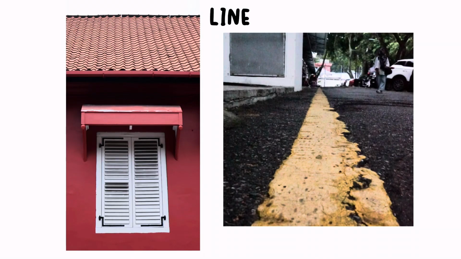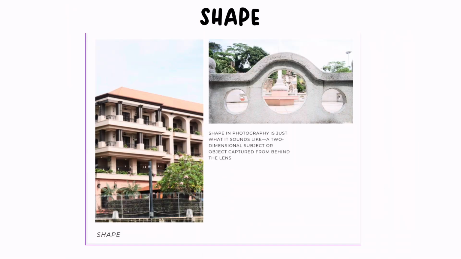Line in photography is the use of line to create visual interest and convey a message in an image. Line can be used to direct the viewer's attention, create a sense of depth, and can even be used to create a sense of movement. Shape in photography is just what it sounds like: a two-dimensional subject or object captured from behind the line.